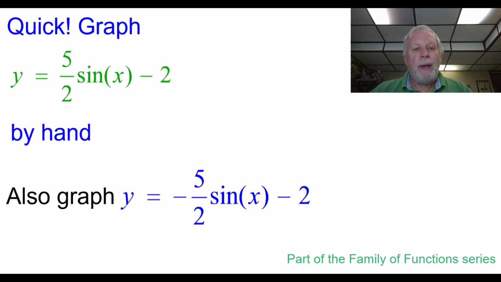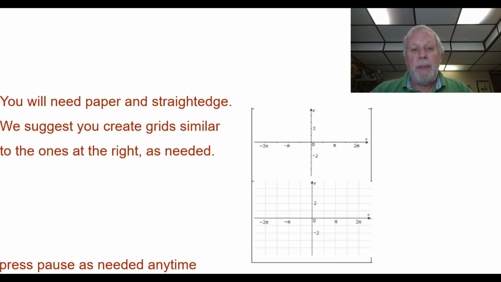Quick, graph y equals 5/2 times the sine of x minus 2 by hand. Also graph y equals negative 5/2 times the sine of x minus 2. This is part of the family of functions series. You will need paper and straight edge.